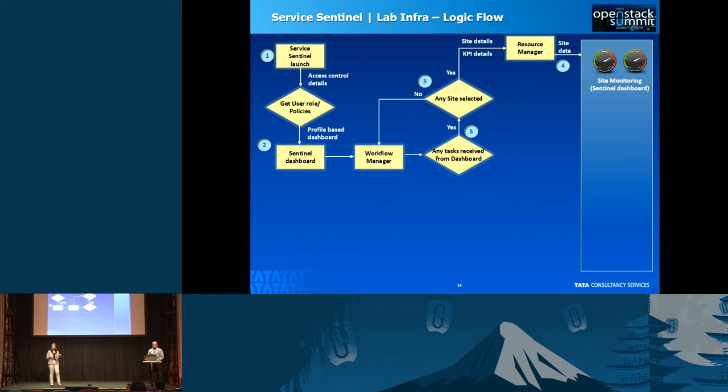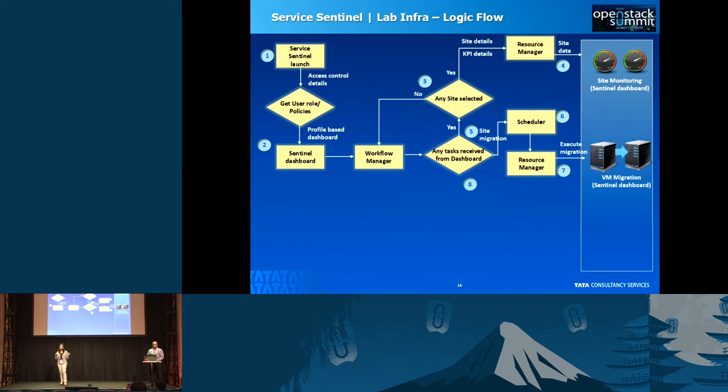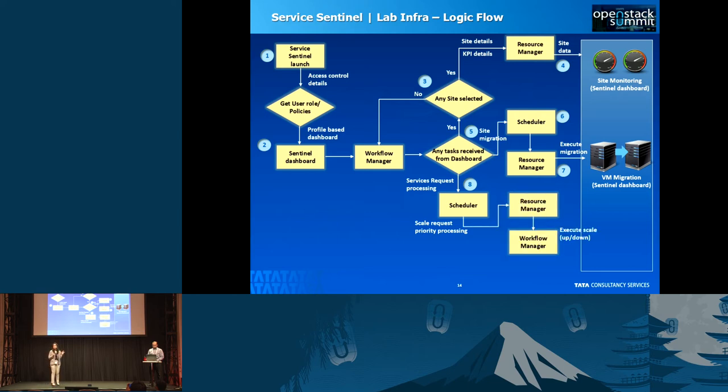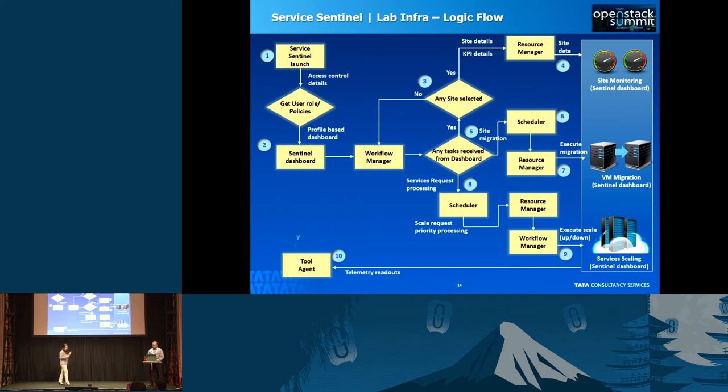So these are the key functions that are taking place to actually fulfill the scenario of monitoring of the sites. The second scenario is when a user is performing the migration activity across the sites. This kind of workflow happens when he's performing migration to reduce the carbon footprint. And the third sequence comes into the picture when a critical service request comes into the queue of a lab infra user, and he has to fulfill that request. So the third is for scaling up or down the resources.